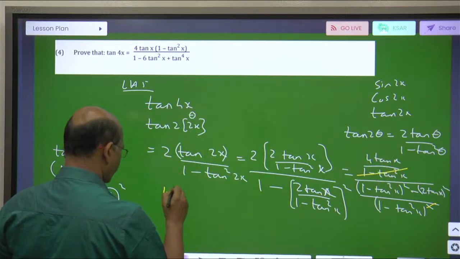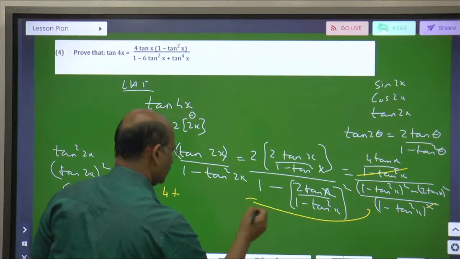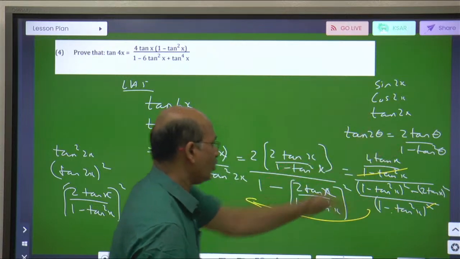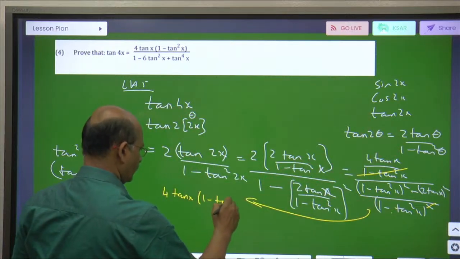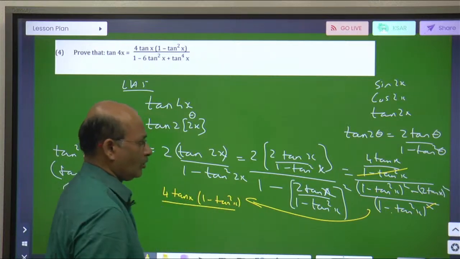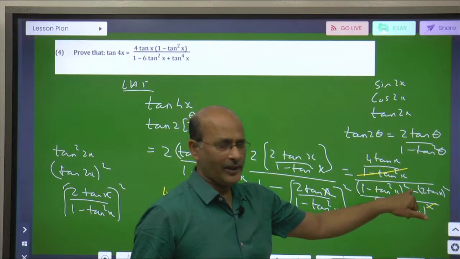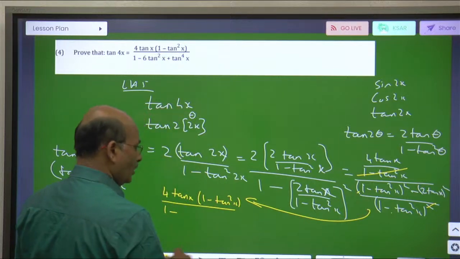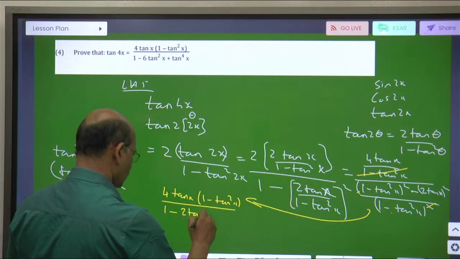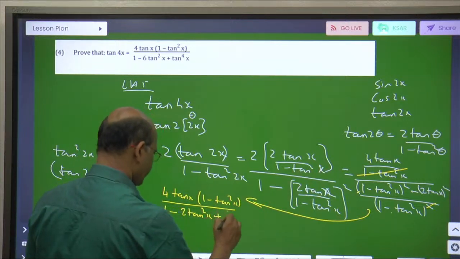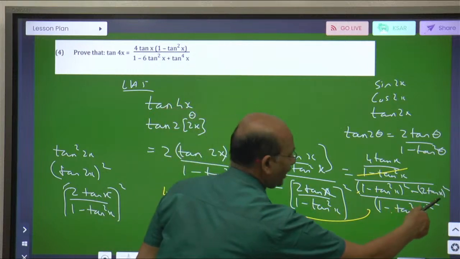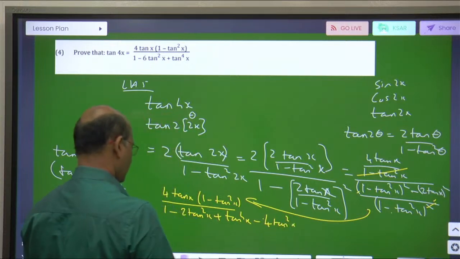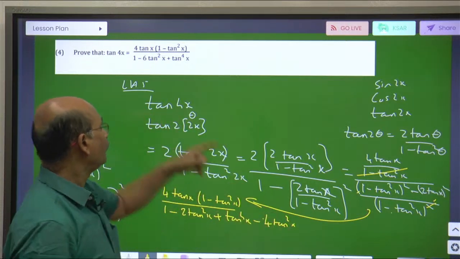So what will happen now? This is 4 tan x. This 1 minus tan square x will go up upon, what is left out? Let us see. That is a minus b whole square. So what is a minus b whole square? A minus b whole square is a square minus 2ab plus b square, and this part as it is, minus 4 tan square x.